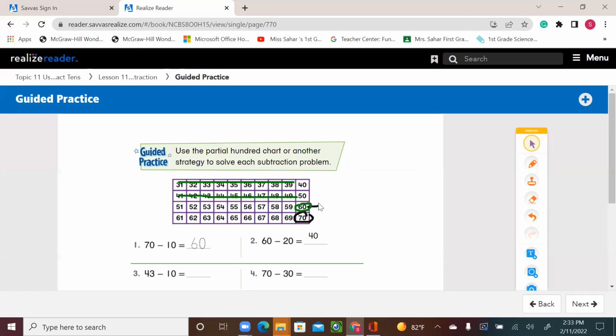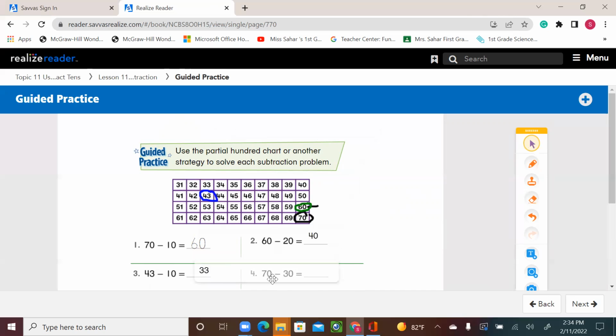Okay, 43 take away 10. Look for my number, 43, and go up one row. Same column, so it's going to be 33. Or I can use mental math. Look at my tens. I have 1 ten to subtract from my tens digit. So 4 take away 1 equals 3. So 43 take away 10 equals 33.